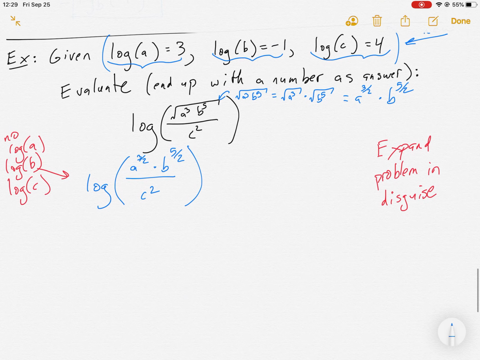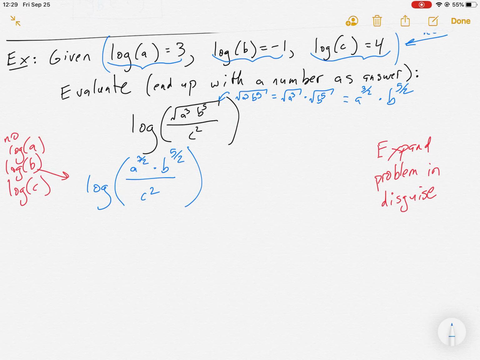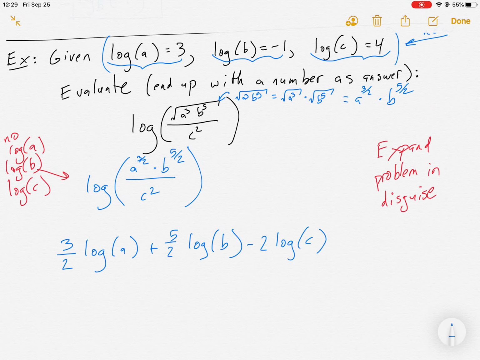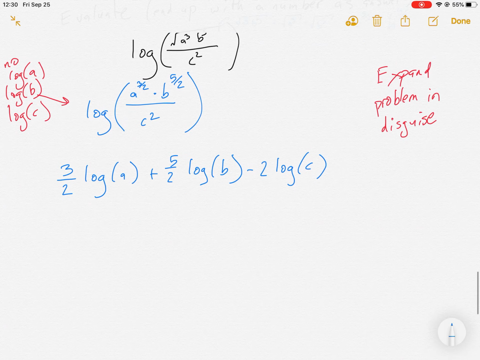So let's expand it first, and you might not know exactly why I'm doing this, but at the end of the problem it should start to make a little more sense. So we're going to go ahead and expand. I'm going to skip a step. So it's 3 over 2 log of a plus 5 over 2 log of b minus 2 log of c. So notice I've skipped the step where I just wrote the adding and subtracting, and I went straight to the final part where we've taken the exponents out as well.